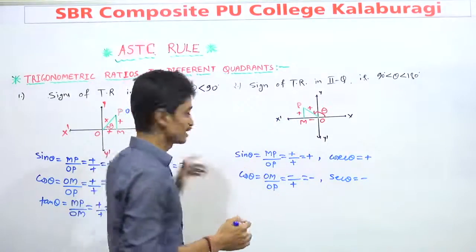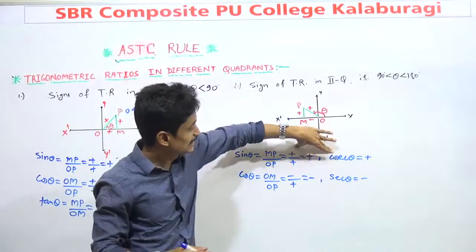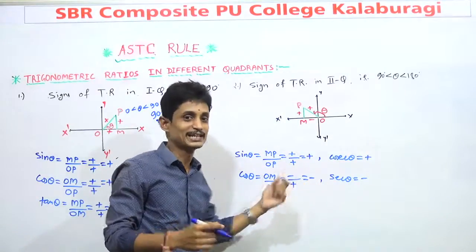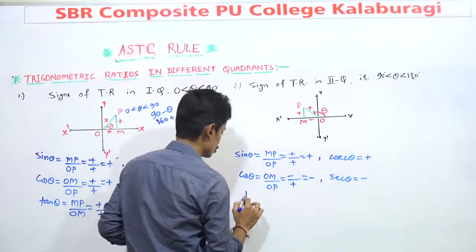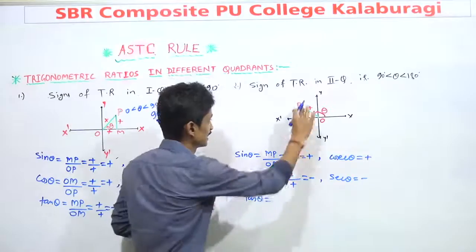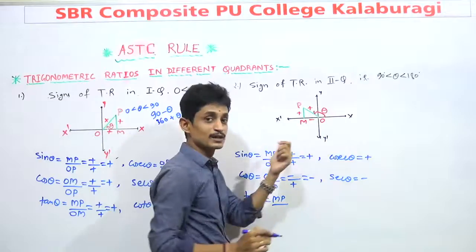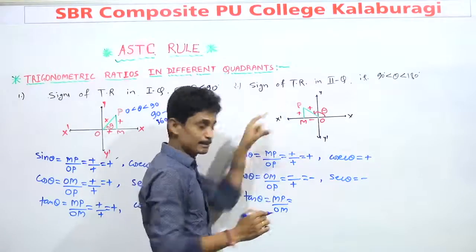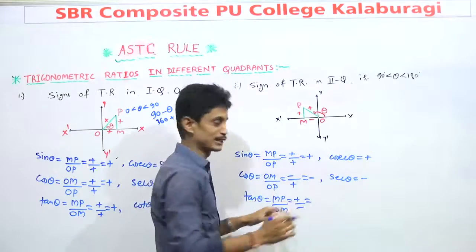Look, in the first quadrant all ratios are positive, that is A. But in the second quadrant, sine and its reciprocal cosecant are positive, while cosine and secant are negative. That's why I have taken this for the second quadrant. Now I will move to tan theta. Tan theta is the opposite side, MP, divided by the adjacent side, OM. MP is positive and OM is negative. Positive by negative is negative.